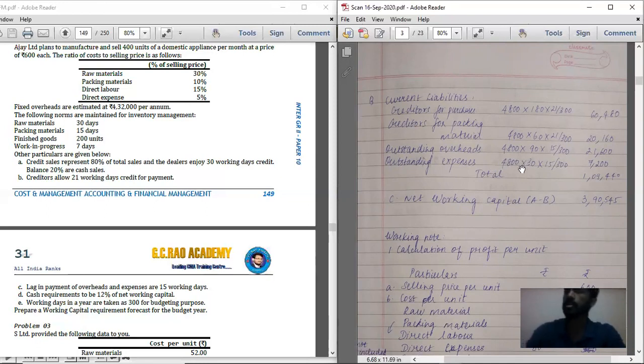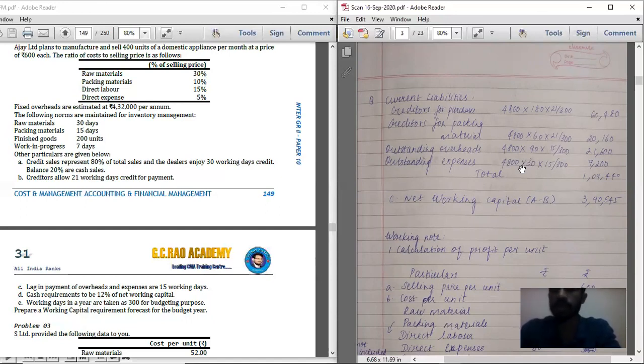In respect of calculation column, how much is the direct expenses we calculated? 30 rupees. 600 into 5%, that is 30 rupees. So in respect of calculation column, 4,800 units into 30 rupees into total credit days is 15 working days. So 15 divided by 300. 4,800 into 30 into 15 divided by 300. In respect of amount column, 7,200.